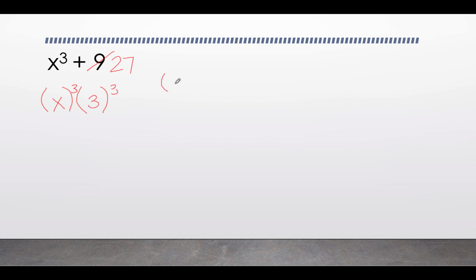Okay, again, I'm going to plug in to my formula. So I have A, B, A squared, AB, and B squared. Okay, remember the x is your A term. The 3 is your B term. Once I plug those in, A is x, B is 3. A squared would give me x squared. AB will be 3 times x. And B squared would be 3 squared, which is 9.